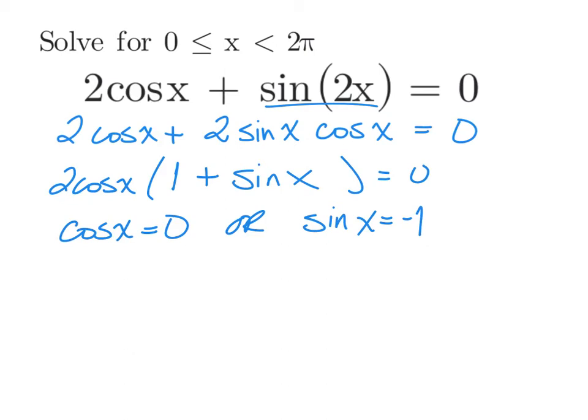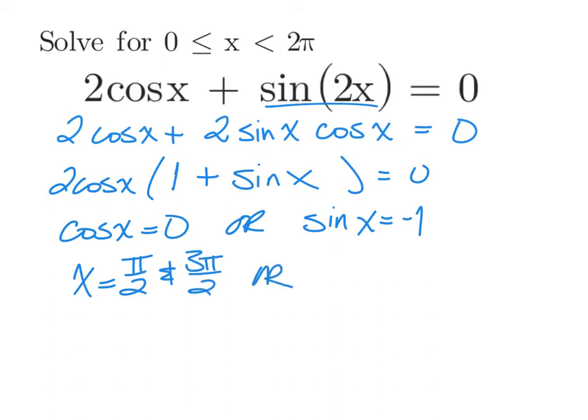As we finish this up and we want to find all the solutions of x, we remember that we're going from 0 to 2 pi, so one trip around the circle. And when we go around the circle, there are actually 2 places where cosine is equal to 0. That's at pi over 2 and at 3 pi over 2.